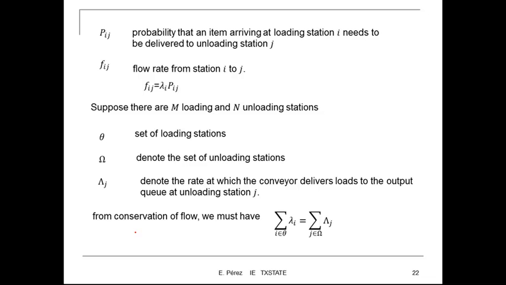So for the conservation of flow, we must have the following relationship satisfied, which is the sum of all lambda I should be equal to the sum of the capital lambda J values. So remember, this must be satisfied at the end of your solution.